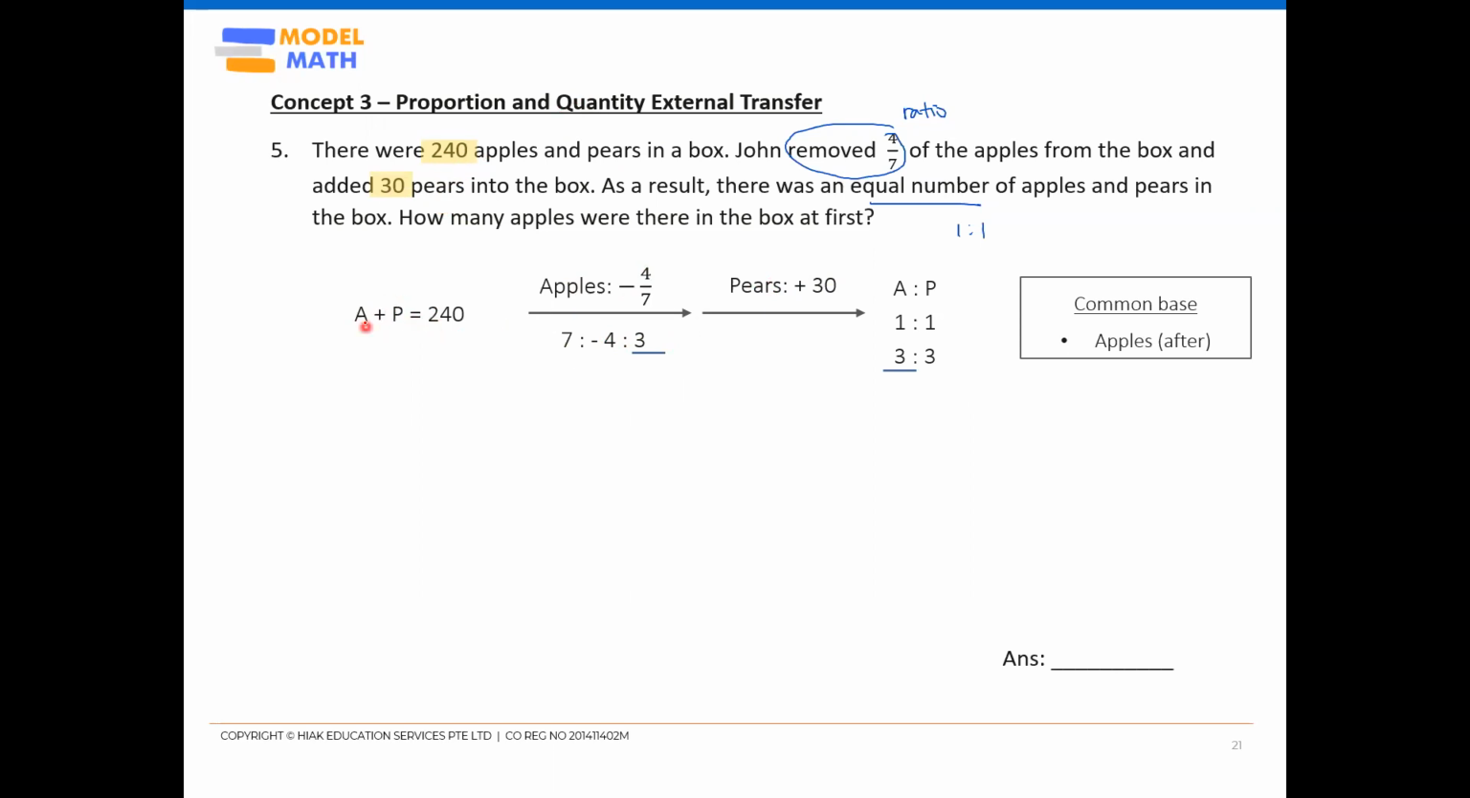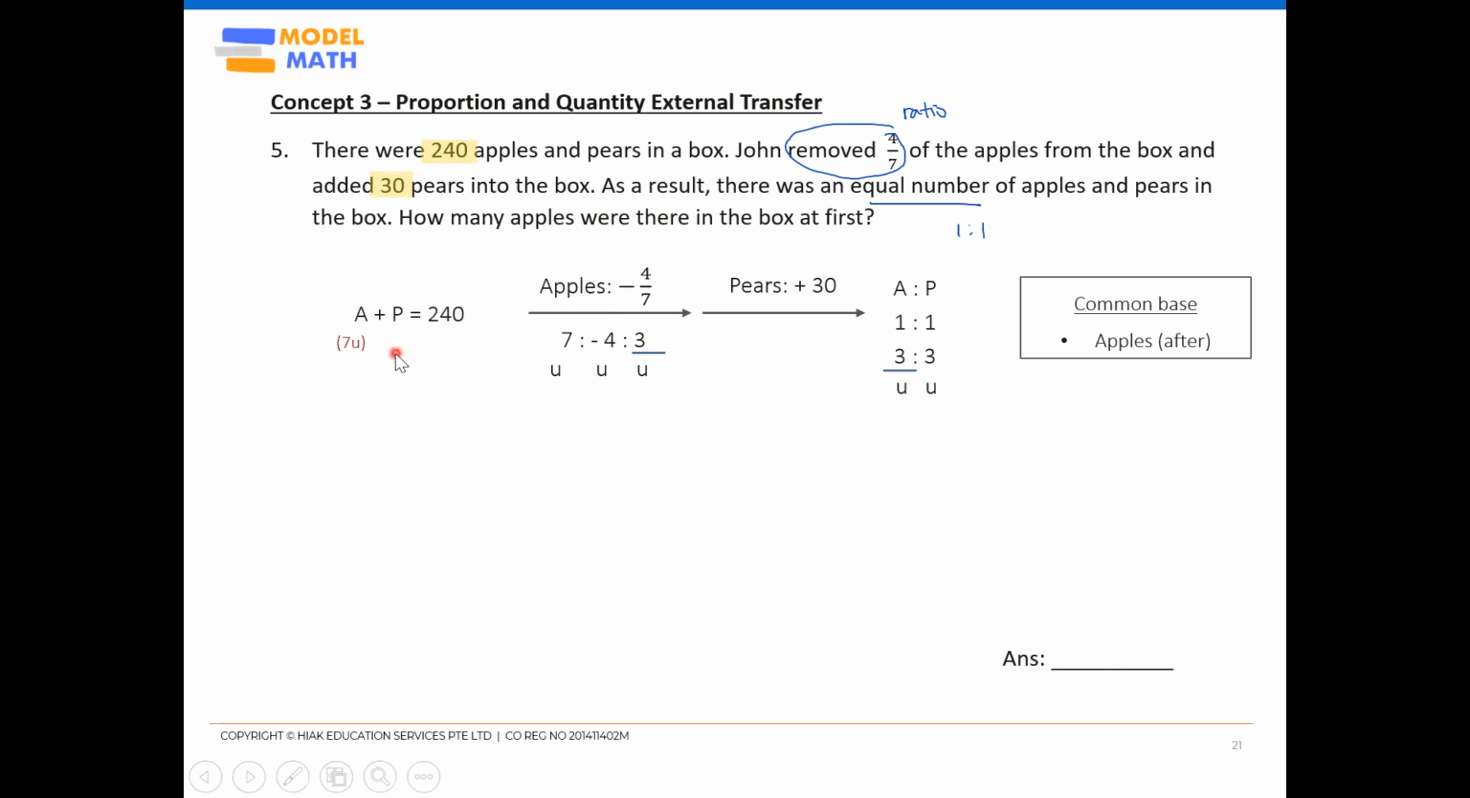Okay, so let's look at apples. Now, apples, this is, of course, the before part, right? So you look at apples before. In your ratio, look at your apples before. So apples before, as we can see, is 7 units. So let's record that down. Okay, everything here is all units. Ratio are all units, so bear in mind. So apples is 7 units.